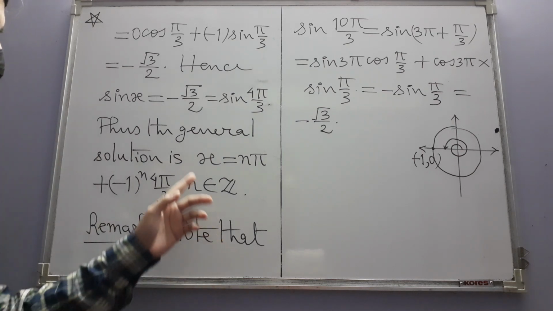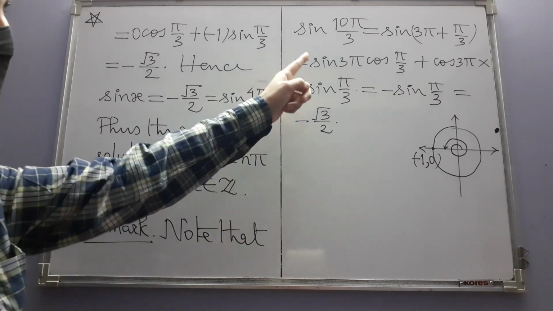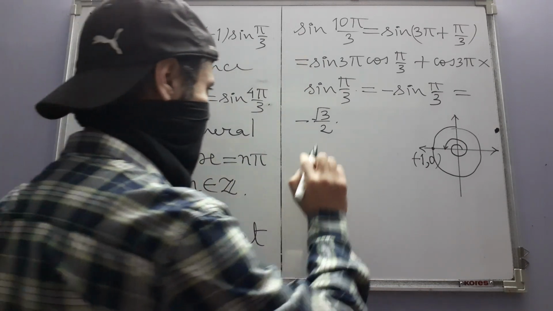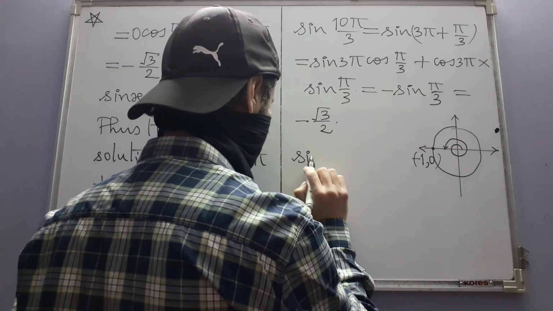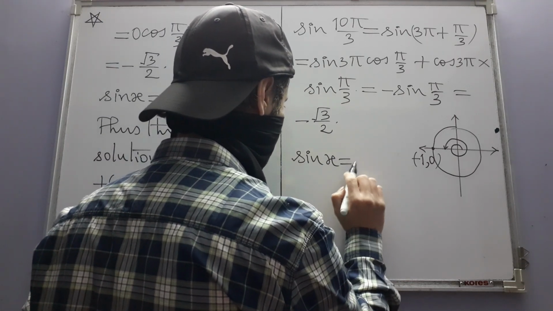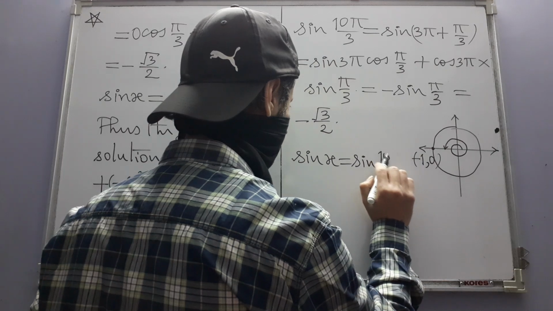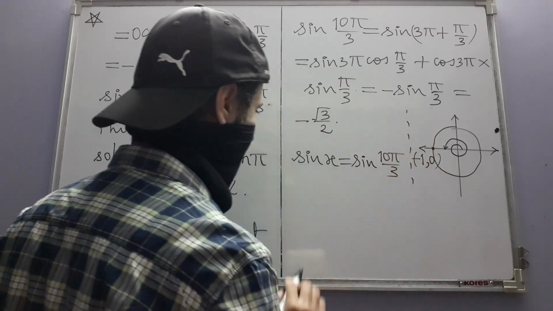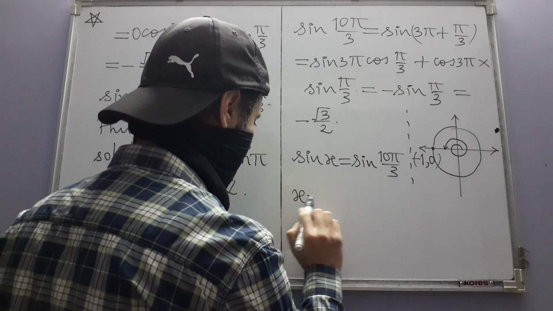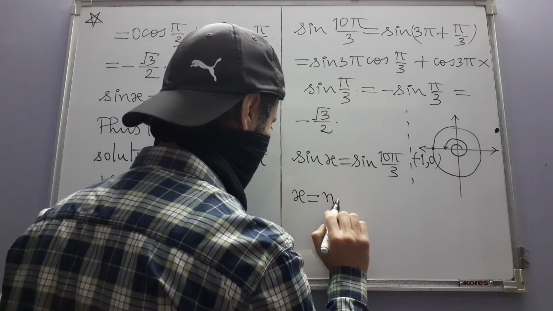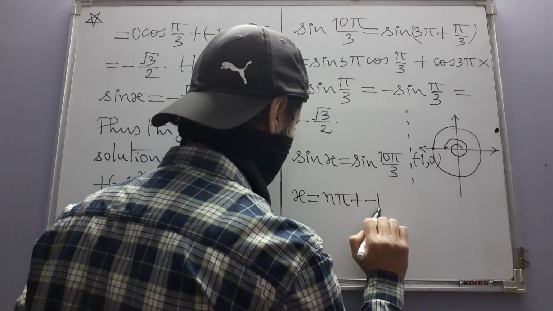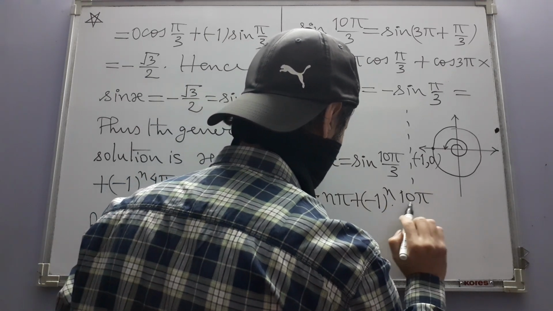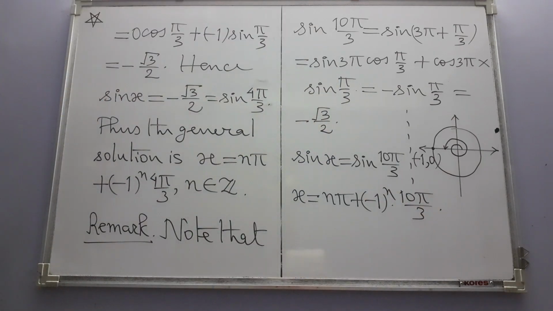So instead of using 4 pi over 3, if you use this angle, what will you get if you repeat all these things? Then your equation looks like this. Ten pi divided by 3. And from this, the general solution comes out to be this. N pi plus minus 1 to the power n times 10 pi divided by 3.